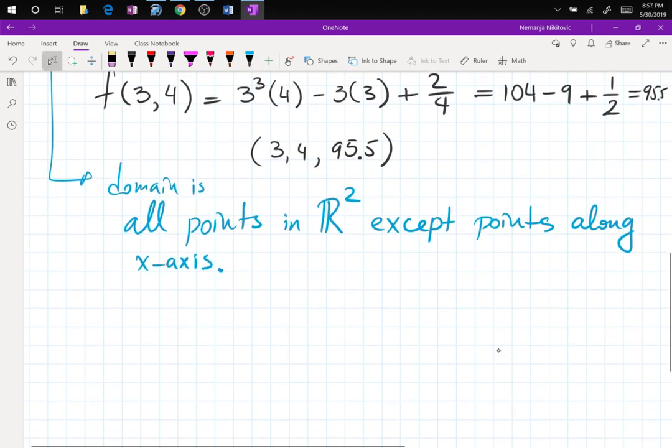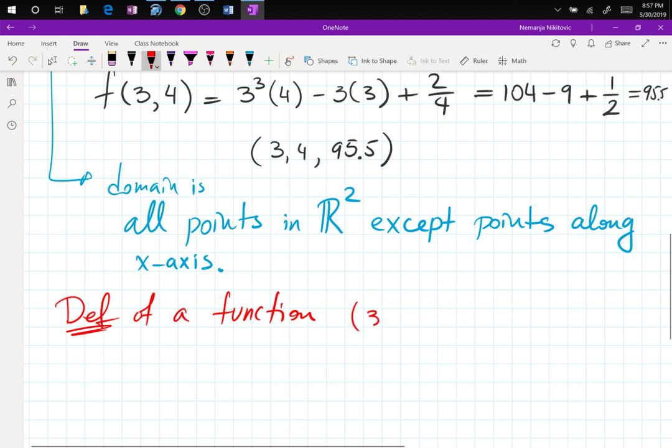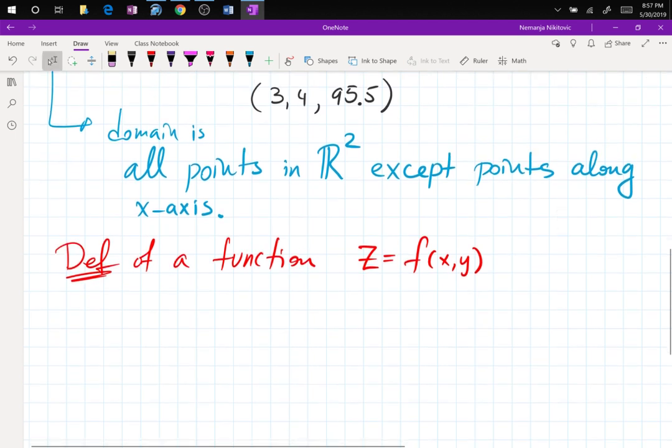All right, so let's write the formal definition of the function, which is the one that will probably show on your exam 2, because this is material for exam 2. So definition of a function. And I'll write z equals f of x, y, so we know exactly what the definition is for.